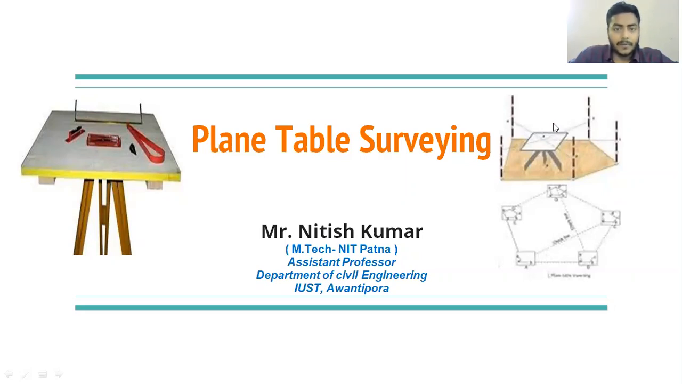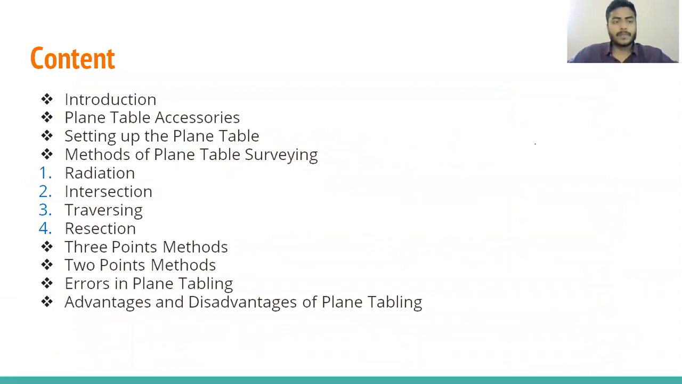This is the third part of plane table surveying. In the previous two lectures I have discussed the introduction, the plane table accessories, and the setting of the plane table. Then we discussed the methods of plane table surveying: radiation, intersection, traversing, and resection. In this lecture I will discuss resection after orientation by the 3-point problem. Then I will discuss errors in plane tabling.